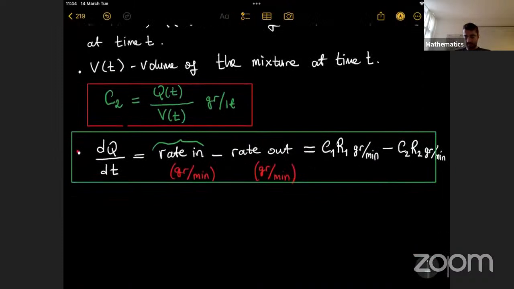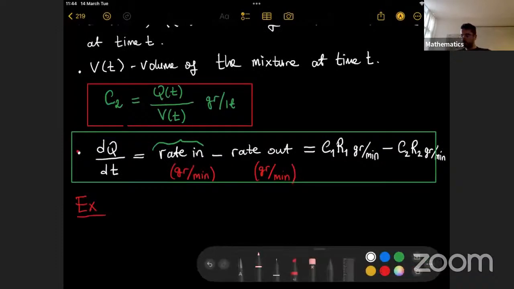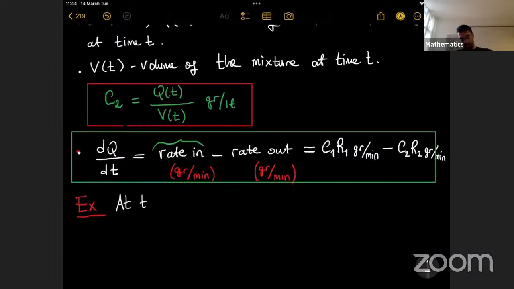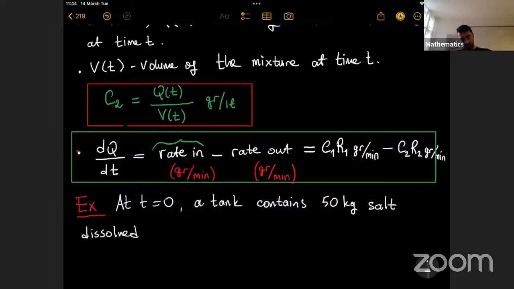Well, let's do one example. Of course, there are going to be initial values. The amount of the chemical at the beginning, for instance, it can be given. Then using this initial value and differential equation, first order differential equation, we will find the amount of chemical inside the solution. So at time t equal to 0, initial time, a tank contains 50 kilogram salt dissolved in 1,000 liters of water.